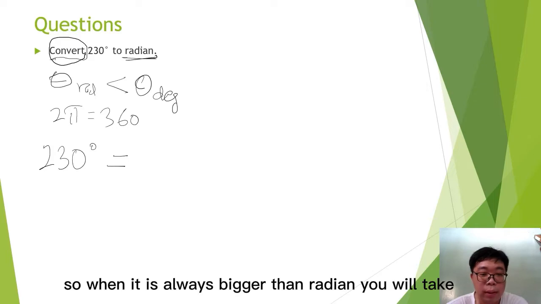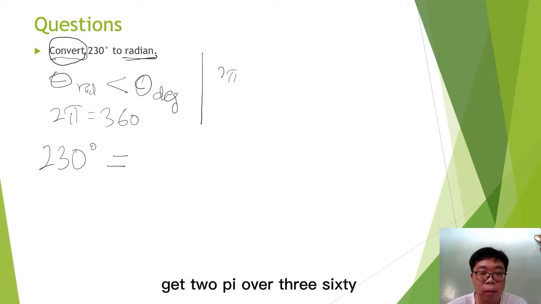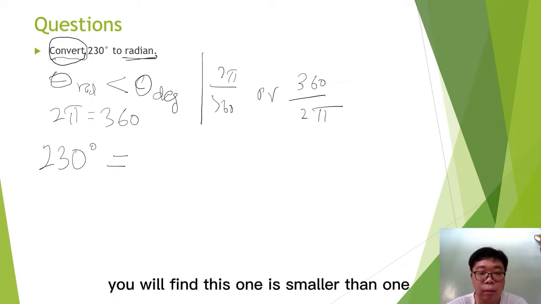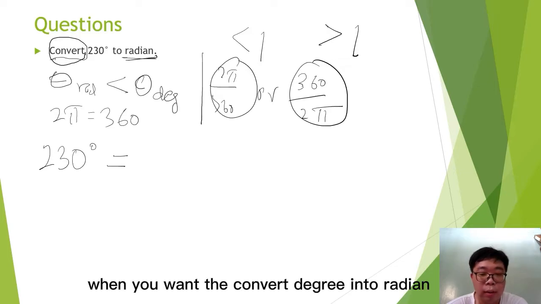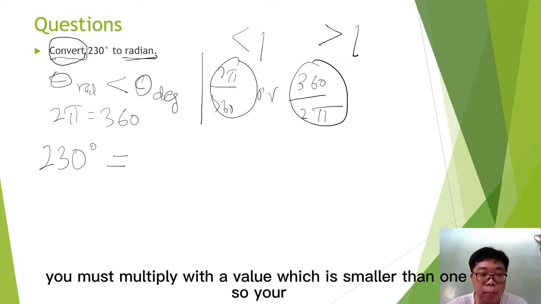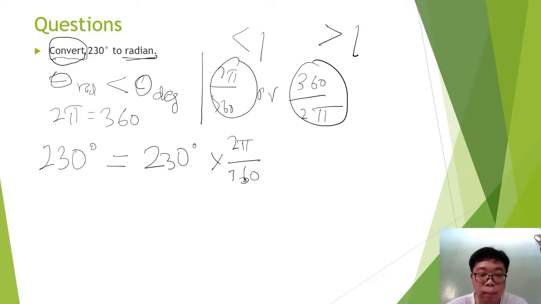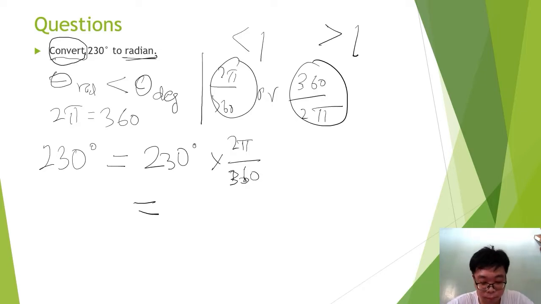So when degree is always bigger than radian, you will take 2 pi over 360 or 360 over 2 pi. You see which one is bigger. When you press the calculator, you will find this one is smaller than 1 and this one is bigger than 1. So until here you know that when you want to convert degree into radian, which is much smaller, you must multiply with a value which is smaller than 1. So you multiply with 2 pi over 360. Okay, so from here you will get your answer. Press your calculator.